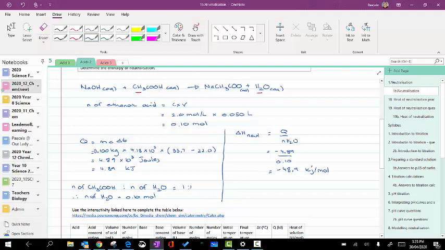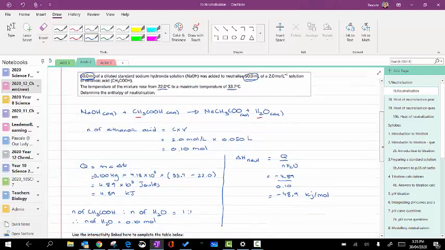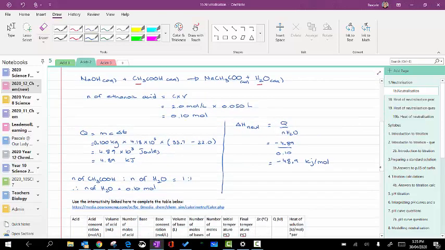If we go back to the question now, what we can see is that some of the values are given to us to 3 significant figures, and one of the values is given to us to 2 significant figures. So I need to give my final answer to 2 significant figures. So my final answer is minus 49 kilojoules per mole to 2 sig figs. Okay, so that's how to calculate the heat of neutralization.